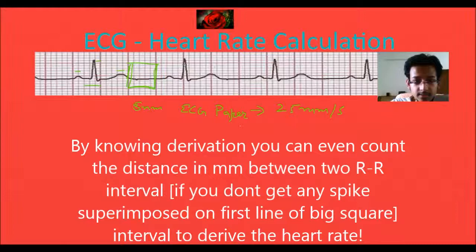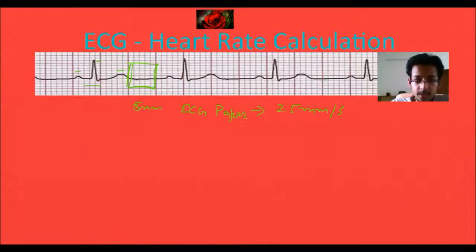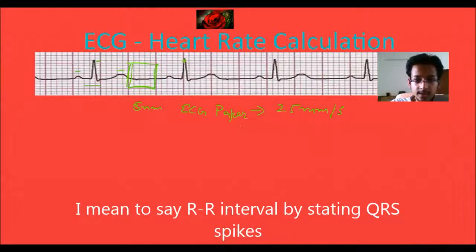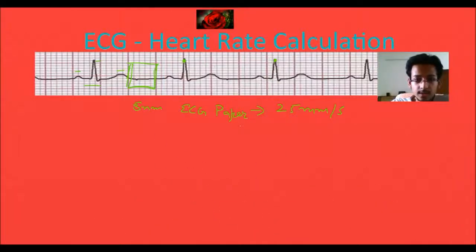Now, let us say we have to calculate the heart rate. What will we do first? We will take the QRS spike which is superimposing on the big square, that is this, and the next QRS spike, that is this. Now we can see approximately 3 big squares we are taking. Now 3 big squares means it's 15 mm, because 3 into 5 mm per big square gives 15 mm.